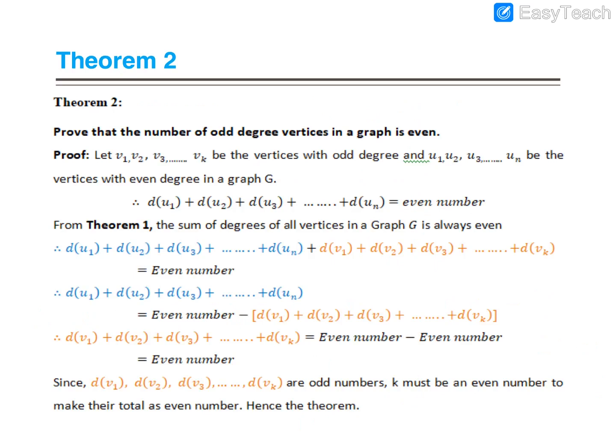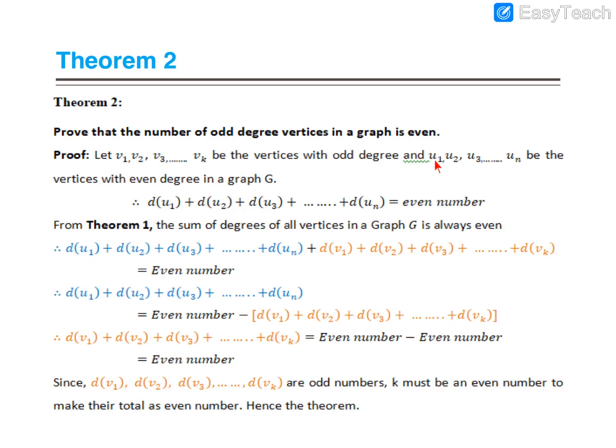Now we discuss theorem number 2. Theorem 2 states that the number of odd degree vertices in a graph G is even. So first we consider the vertices of a graph G. Let V1, V2, V3 up to Vk and U1, U2, U3 up to Un be all the vertices of graph G. Out of these, we assume that V1, V2, V3 up to Vk are the vertices with odd degree and U1, U2, U3 up to Un are the vertices with even degree in graph G.